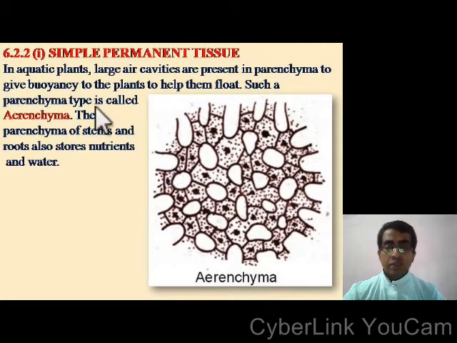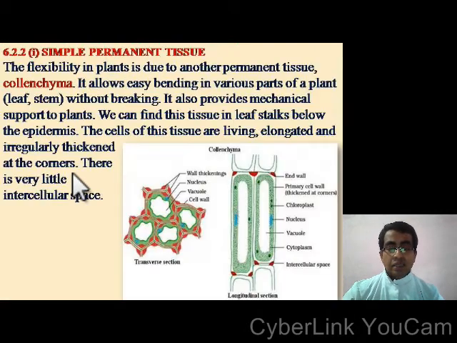Another type of parenchyma cells are known as aerenchyma. In aquatic plants, large air cavities are present in parenchyma to give buoyancy to the plants to help them float. Such a parenchyma type is called aerenchyma. The parenchyma of stems and roots also stores nutrients and water. So there are three types: parenchyma, then chlorenchyma, then aerenchyma.